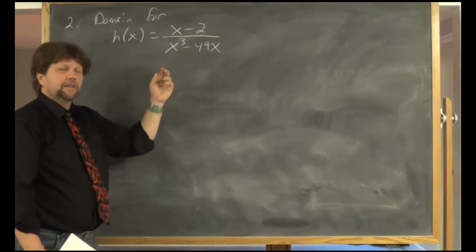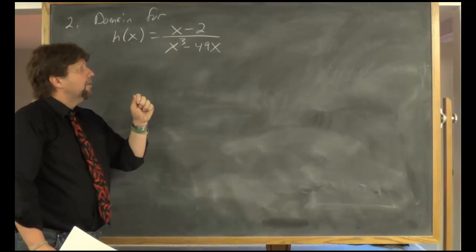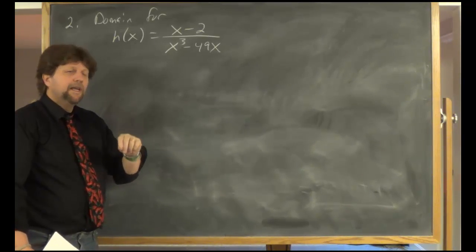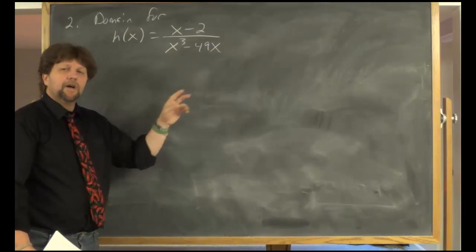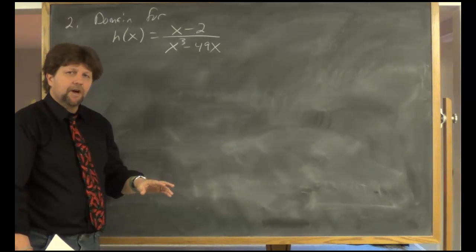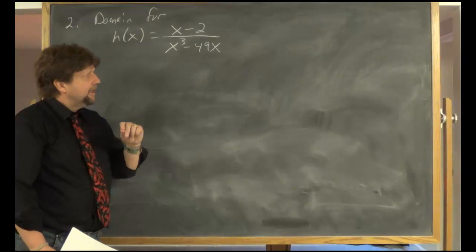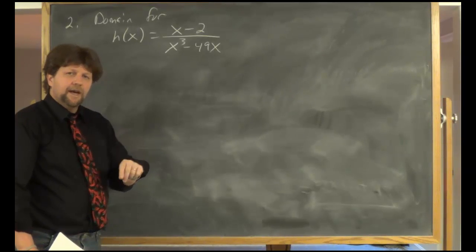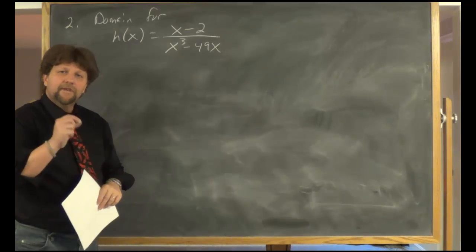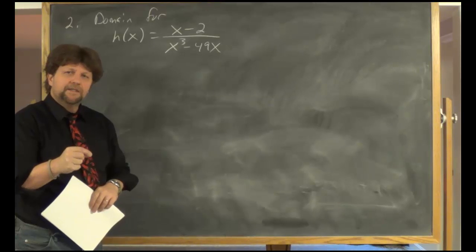Since we have a function that's a rational function, it looks like a fraction. What could happen here that is bad would be putting in a number for x that would cause the denominator to be 0. We can't divide by 0. So our task is to figure out those values of x that would actually make the denominator equal to 0. Those values of x cannot be in the domain because we cannot divide by 0.